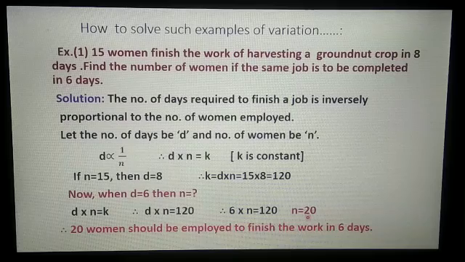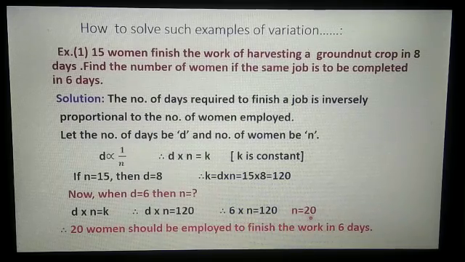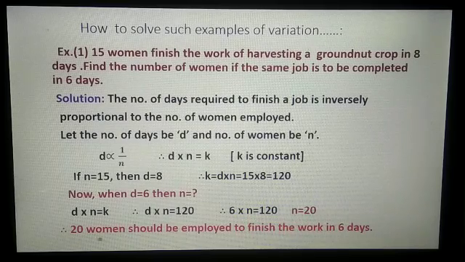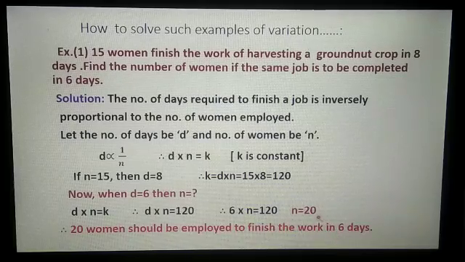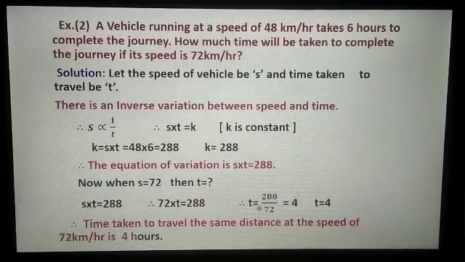That means n is equal to 120 divided by 6, which is 20. So therefore 20 women should be employed to finish the work in 6 days. Such type of examples are of time, work and speed. Okay. Let us see the next example.